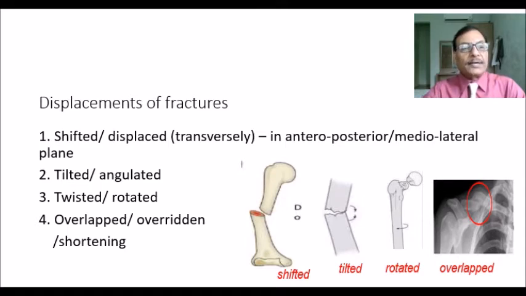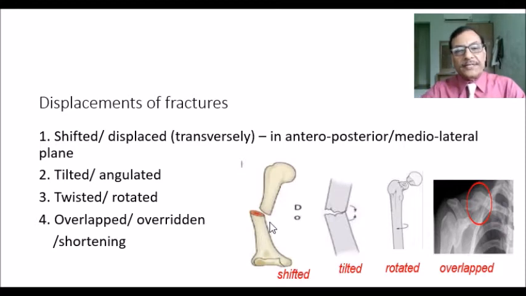One is whether it is shifted or displaced transversely, either in the anteroposterior plane or the mediolateral plane. It could be tilted, which is also called angulated. It could be rotated, also called twisted, and overlap or overriding is also called shortening.